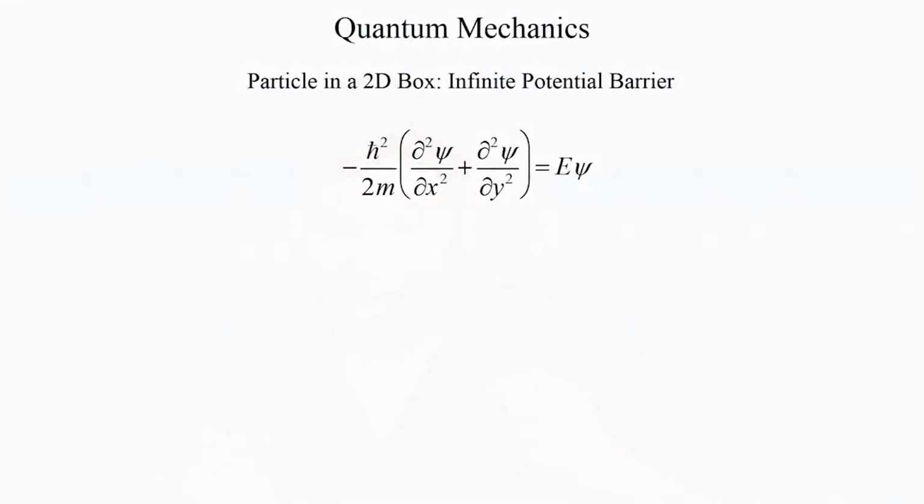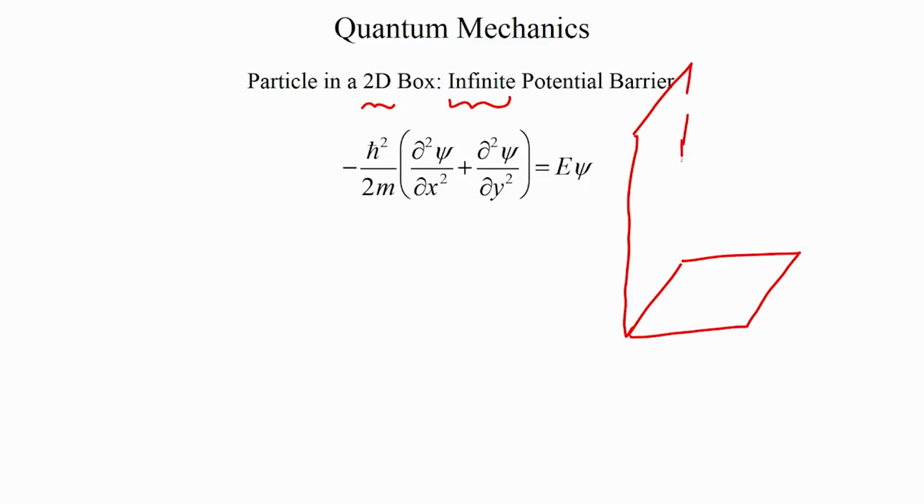Now let us generalize this idea to a 2D case. Let us say the particle is not sitting inside a one dimensional box, but inside a two dimensional box, and we will still retain the fact that the particle sees an infinite cliff. So you can imagine a 2D box, and for mathematical convenience I will draw a rectangular box.